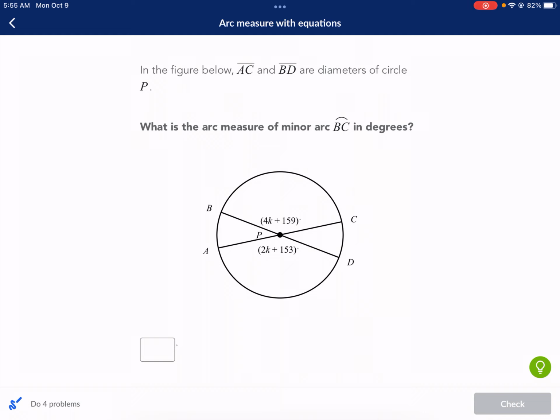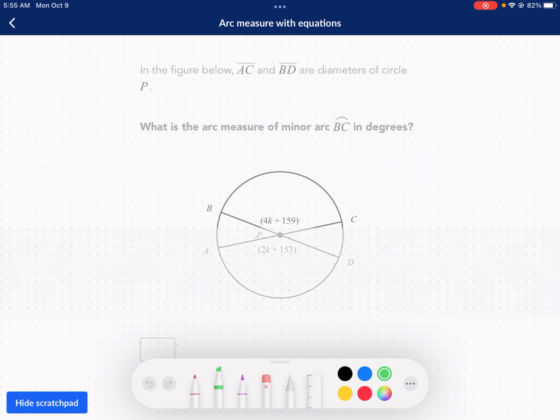In this particular Khan Academy tutorial, we're going to talk about how to find arc measure given that we have equations within the circle. Let me show you. So for this one, we're asking for this arc measure BC right here. To find it, we have one clue given, more like two clues, and it's that this arc measure is 4K plus 159. That's BC.